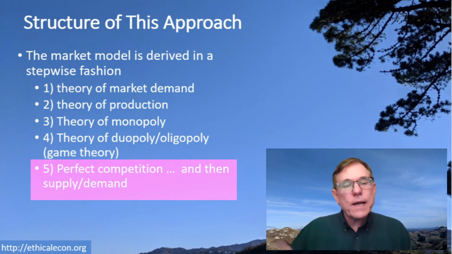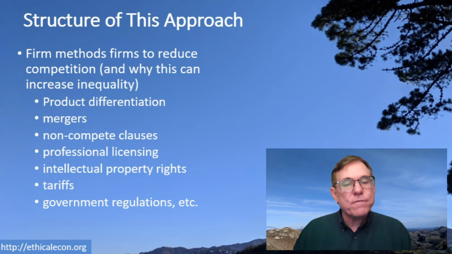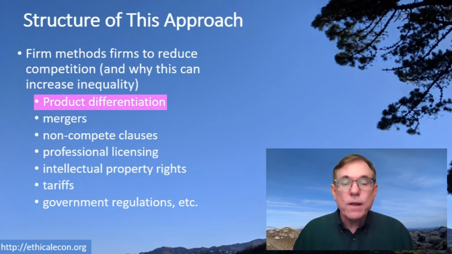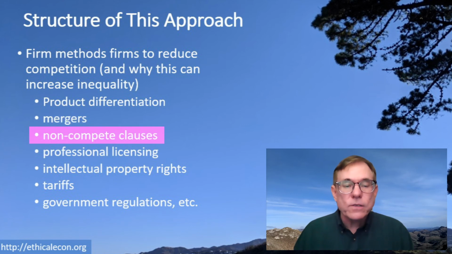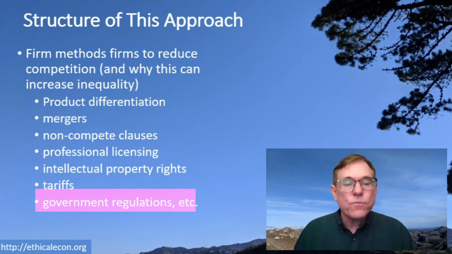Now, building up in this stepwise fashion develops a way of introducing and discussing the effects of rising competition. And once we get to the perfect competition result, we can then backtrack and talk about methods that firms use to actually reduce competition and why this can increase inequality. We talk, for example, about issues like product differentiation, mergers, non-compete clauses, professional licensing, intellectual property rights, tariffs, government regulations, etc.